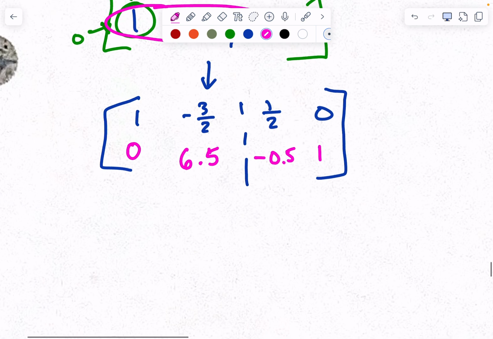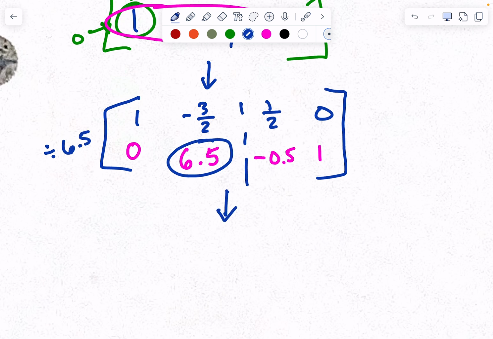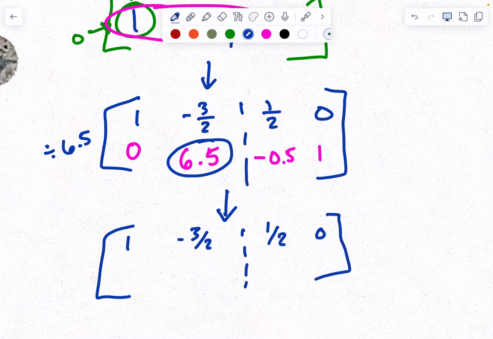Okay, so now we're here. Holy moly. Now what? Which one do we pick on now? Not yet. We have to get the 6.5 to be a 1. How do I get 6.5 to be 1? Divide by 6.5. So that top row is going to just stay: 1/2 and 0. And the bottom, I'm going to divide by 6.5. 0 divided by 6.5 is 0. 6.5 divided by 6.5 is 1.